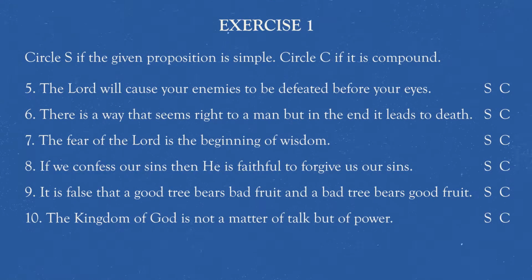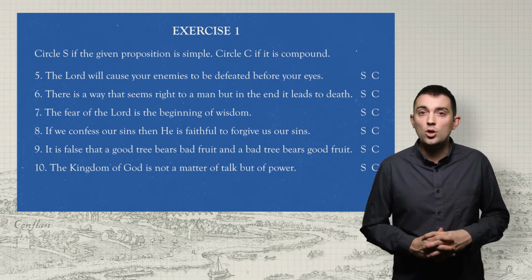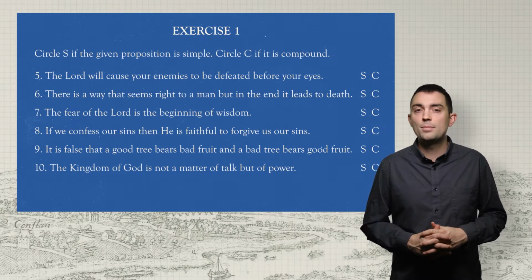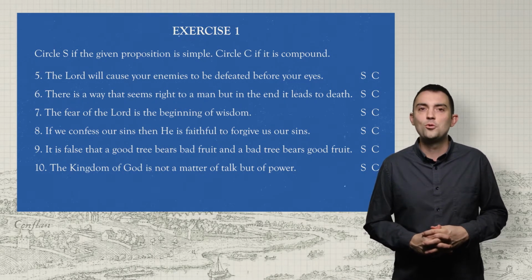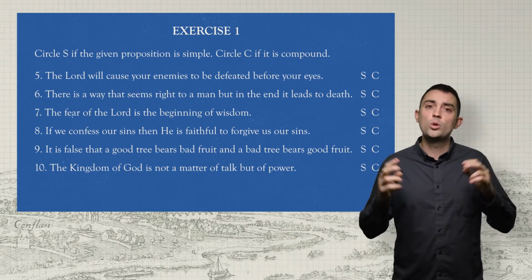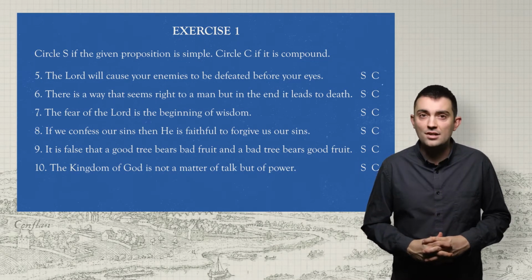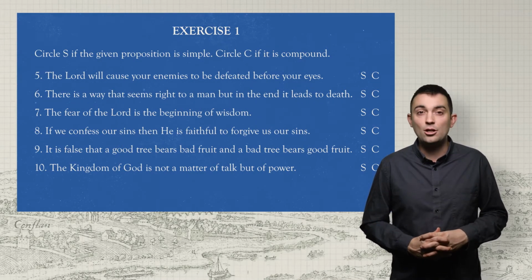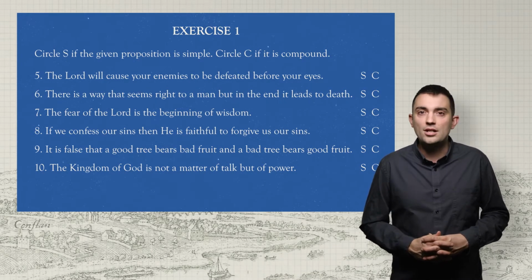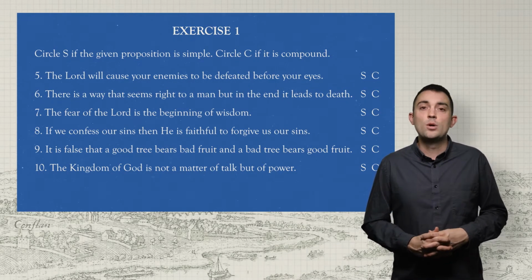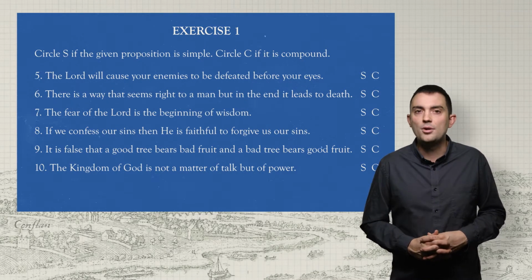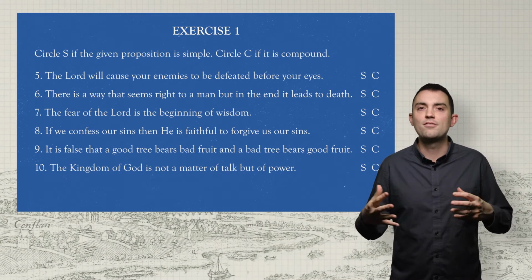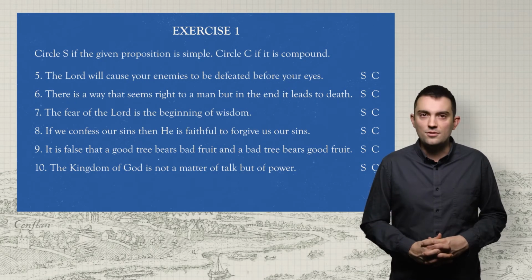For numbers 5 through 10, circle S if the given proposition is simple, circle C if it is compound. Remember that a compound proposition uses logical operators to modify or combine simple propositions to make them compound, and don't get fooled by the length. For example, the Lord will cause your enemies to be defeated before your eyes is a long statement, relatively, but it's a simple statement. You could abbreviate it in categorical form, and there's no logical operator that's modifying it. Try to identify whether the statements are simple or whether they're compound, either, of course, by being combined or modified with some logical operator like it is false that.